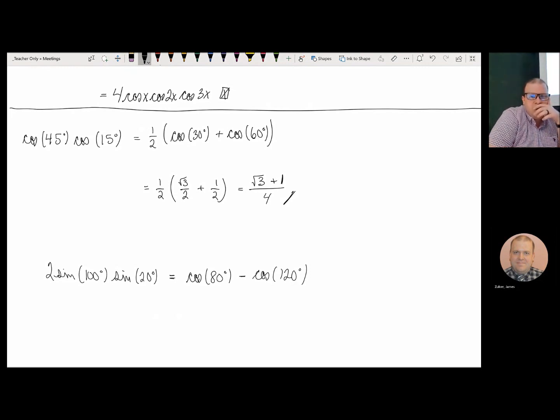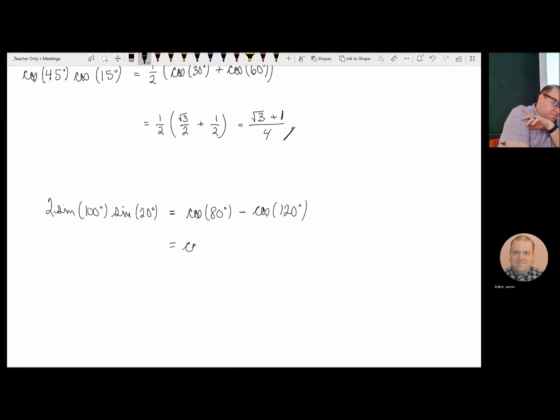Oh, and you can use what, your sum to product? And change cosine minus cosine into that two sine. Well, I just did that, except I did sum to product, so that would defeat the purpose of going back. It has no exact form. So leave it as cosine of 80 degrees.